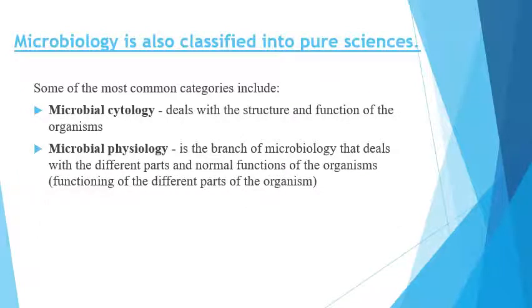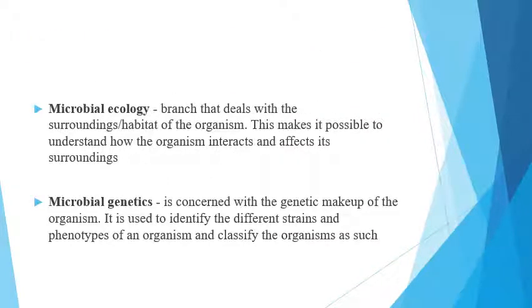So microbiology is also classified in pure sciences. For example, some of the most common categories include microbial cytology. It deals with the structure and the function of organisms. Microbial physiology is the branch that deals with the different parts and normal function of organisms. Microbial ecology, this branch deals with the surrounding and habitat of the organism. It makes it possible to understand how the organism interacts with and affects the surrounding.